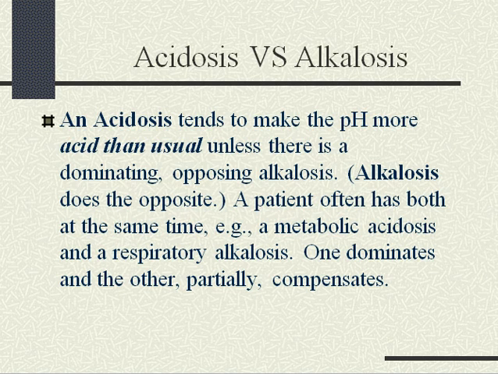Now, we can also have a metabolic acidosis. Quite often that'll happen either from people who are diabetic, getting acids in their blood, or the kidneys retaining too much hydrogen.